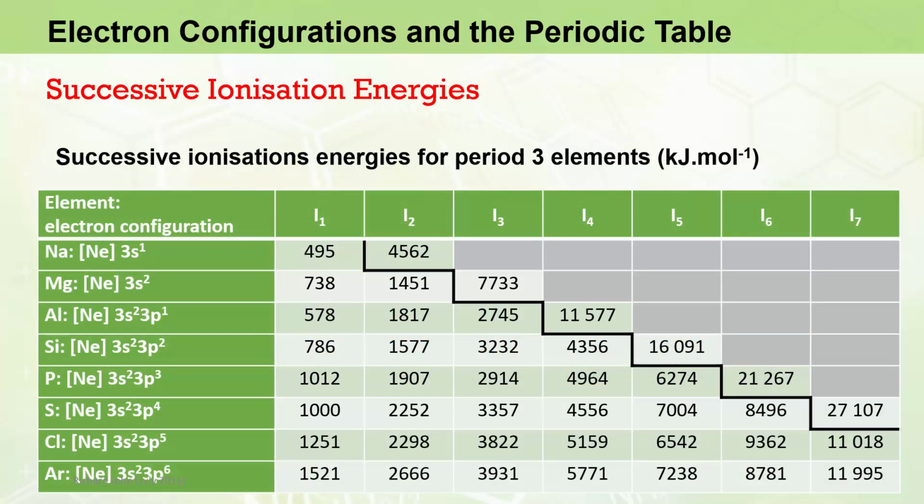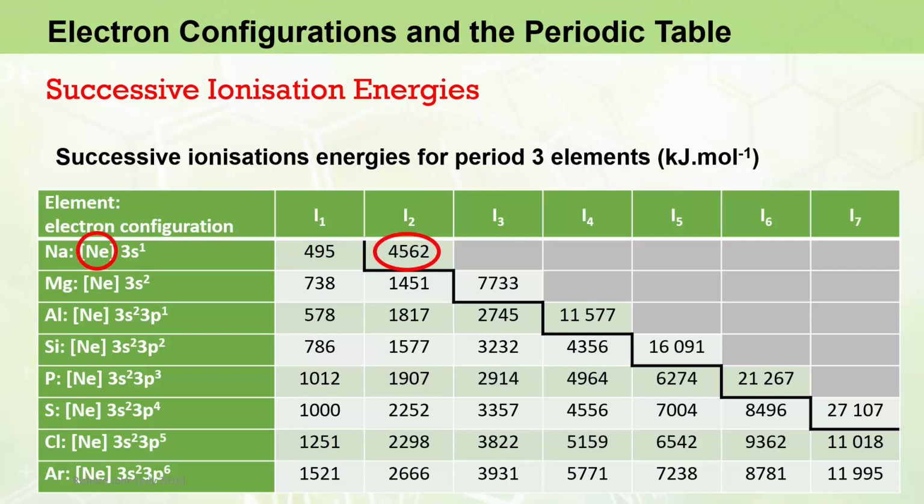This table shows the successive ionization energies for the period 3 elements. Note that there is a sharp jump in ionization energies from the first to the second ionization energy for sodium, corresponding to the removal of inner or core electrons. For example, removal of the single 3s electron from the third shell of the sodium atom only requires 495 kilojoules per mole of sodium atoms.